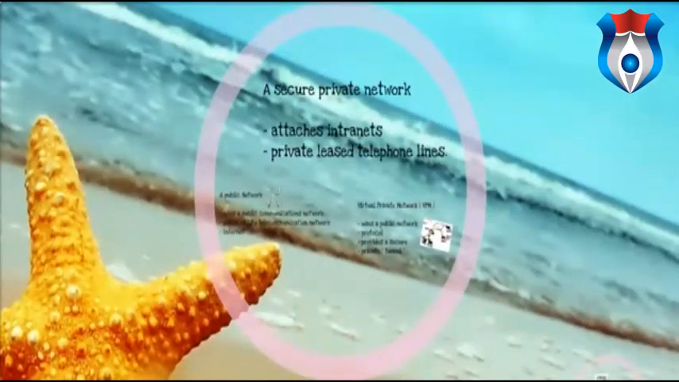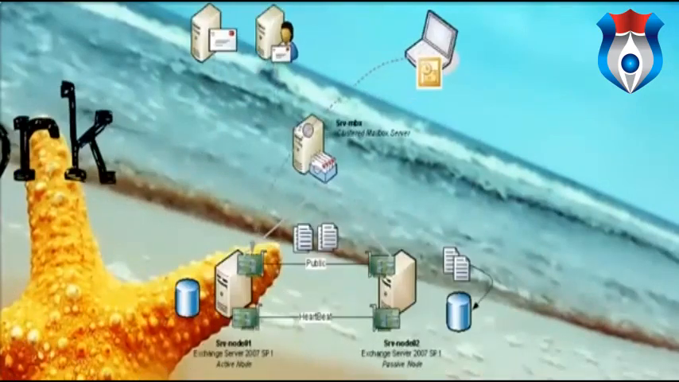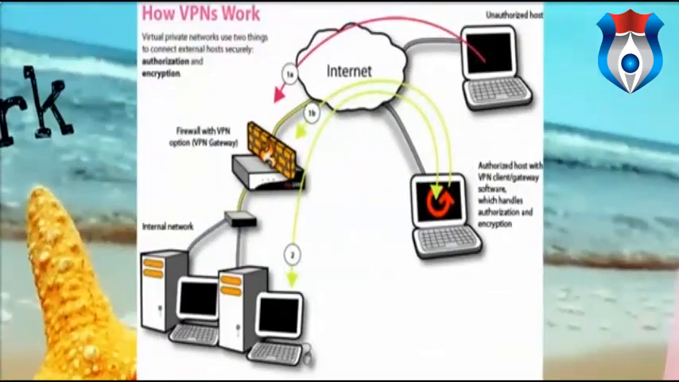A secure private network physically attaches intranets with private telephone lines. A public network uses a public communication network such as a public utility telecommunication network or the internet. A VPN uses a public network with special protocols that provide a secure private tunnel across the network between business partners' intranets. An extranet is called an internal VPN when the public network used is the internet.